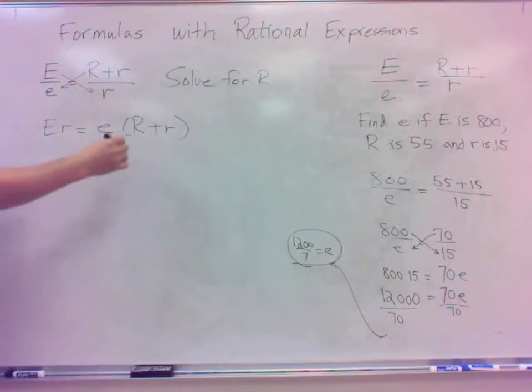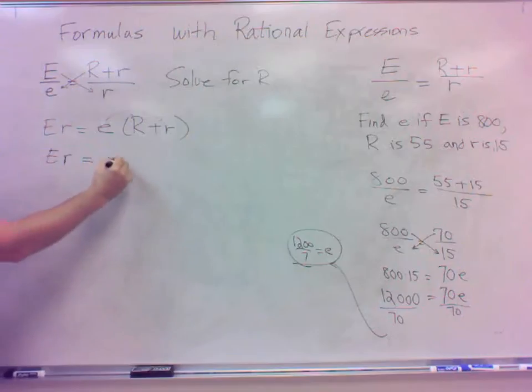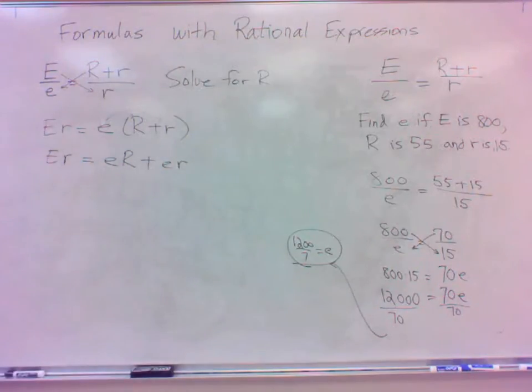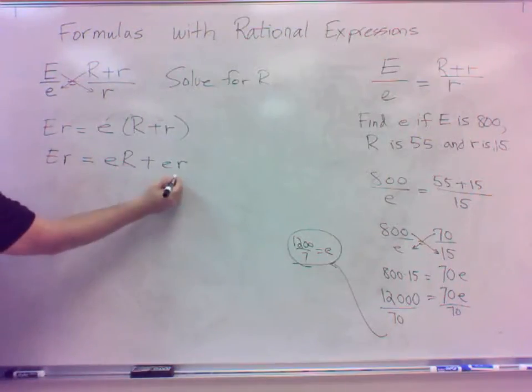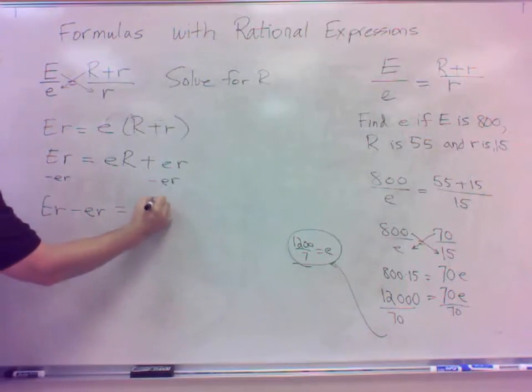Well, of course, the goal is to get big R by itself. A number of ways we can do that. If we go ahead and distribute the little e there, we have big E R equals E big R plus E little r. Need the R term, get it by itself, so I need to move this little ER term over, so I subtract it. So I have big ER minus little ER equals E big R.